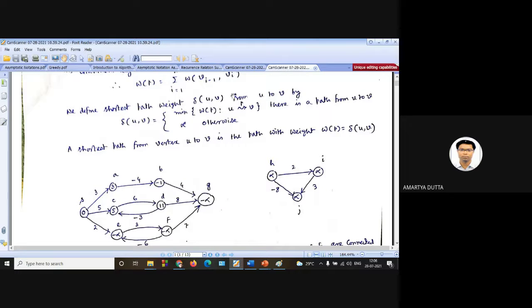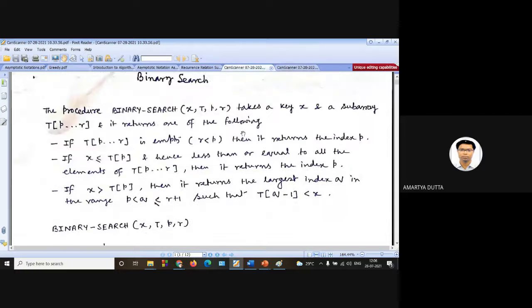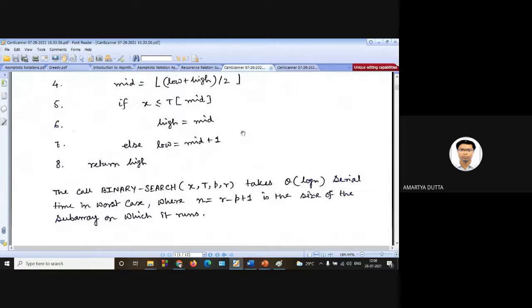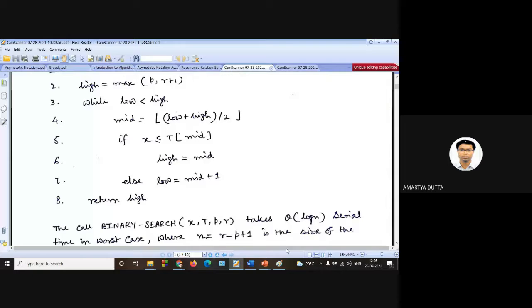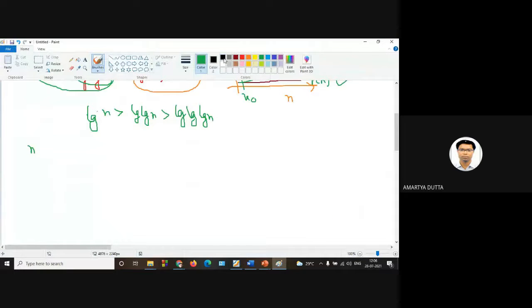So this is the algorithm for binary search, and its complexity is order of log n. Binary search depends upon the divide and conquer property. That is, first divide your problem of size n into two halves, each of size n/2. So this is the problem size. The new problem size is n/2. Okay.